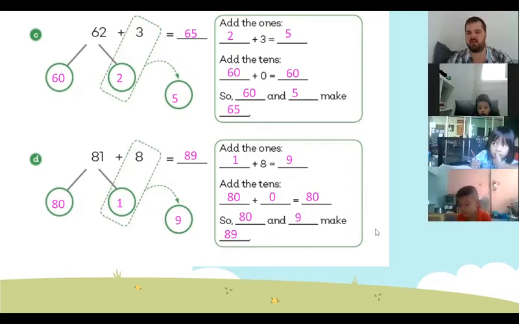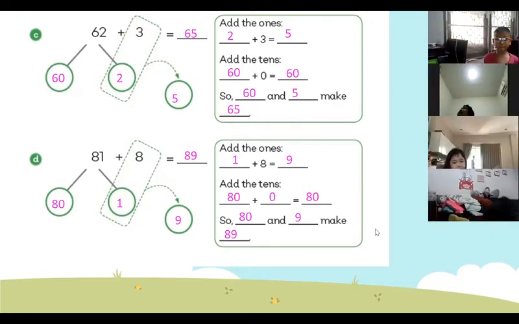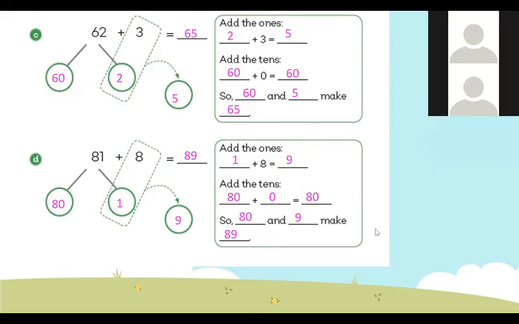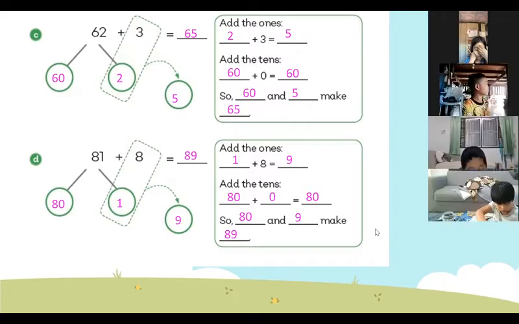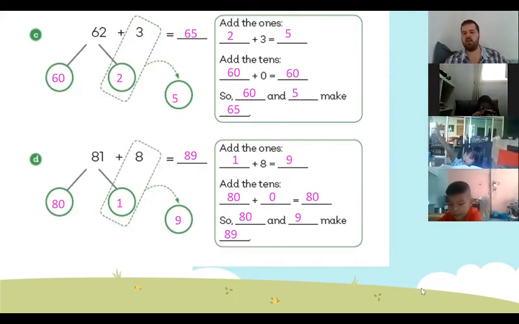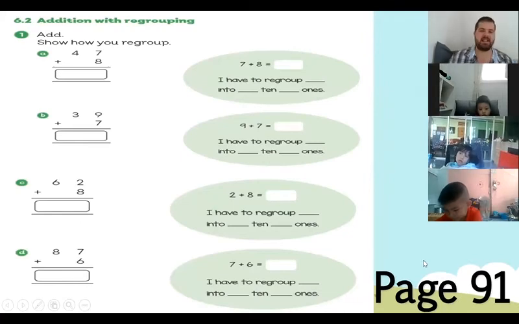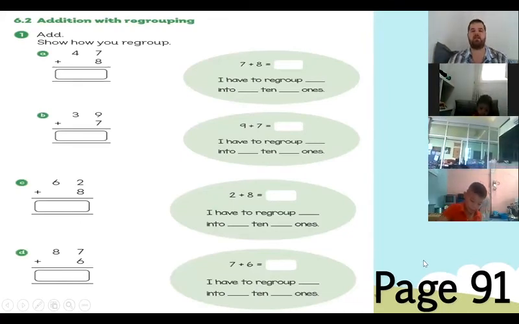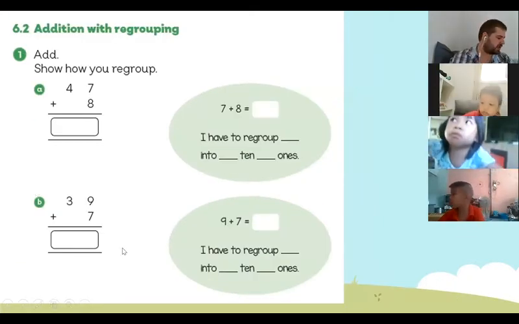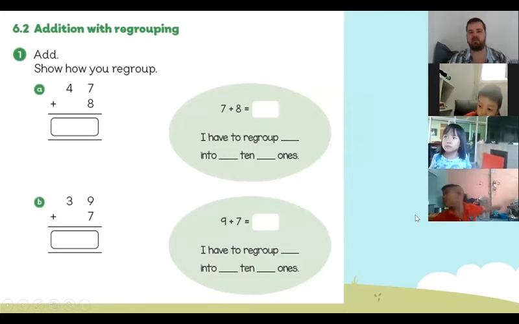Everyone finished. Let's have a look. Going down the list. Looks like it. Are we all finished? Yes or no? Yes. Nawa, are you finished? Finished. Very good. Okay. Next, we are going to go to page 91. So it says addition with regrouping.